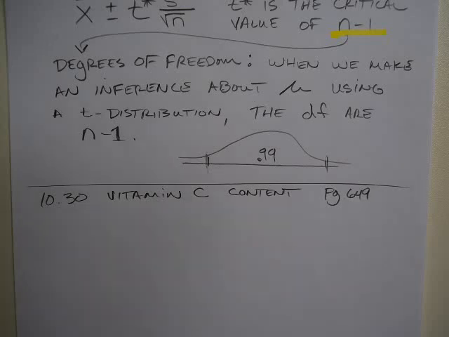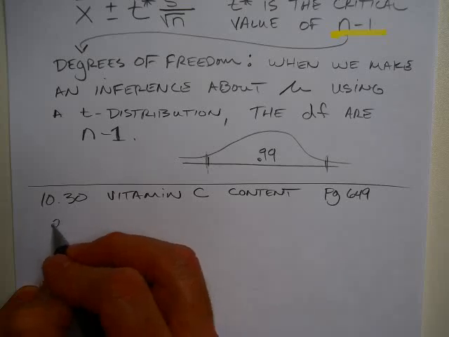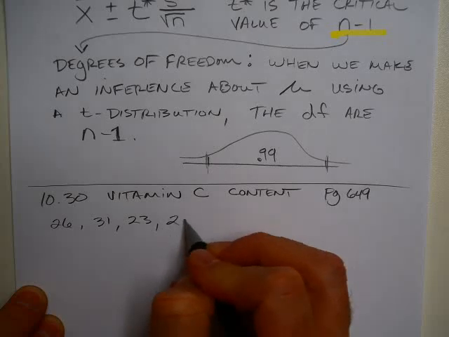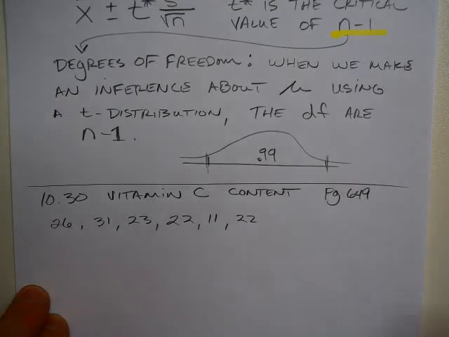As part of the study to evaluate appropriate vitamin C levels in this commodity, measurements were taken of the samples of CSB produced in a factory. The following data are the amounts of vitamin C measured in milligrams per 100 grams of blend on a dry basis for a random sample of size 8 from the production rate. So we have these samples that are 26, 31, 23, 22, 11, 22, 14, and 31.